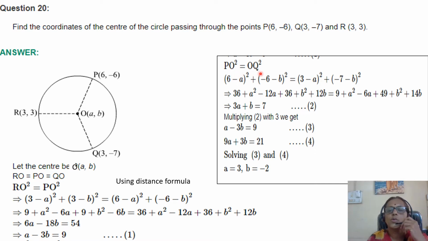OP square is equal to OQ square. (6 minus a) whole square plus (-6 minus b) whole square is equal to (3 minus a) whole square plus (-7 minus b) whole square. Using a square minus 2ab plus b square, cancel a square from both sides, b square from both sides. Collect like terms with variable a and terms with variable b. So equation 2 in simplest form is 3a plus b equal to 7. Either use elimination or substitution method for equations 1 and 2 to get the value of a as 3 and b as minus 2.